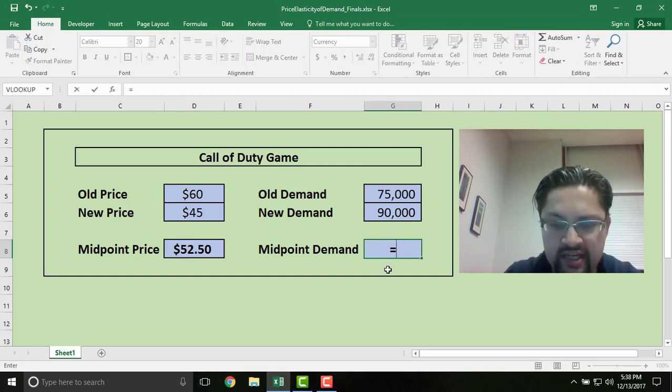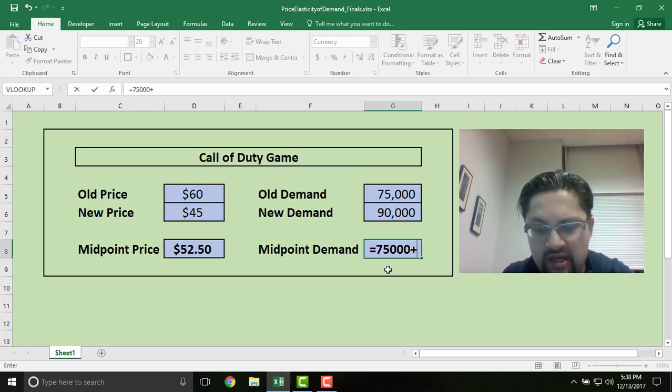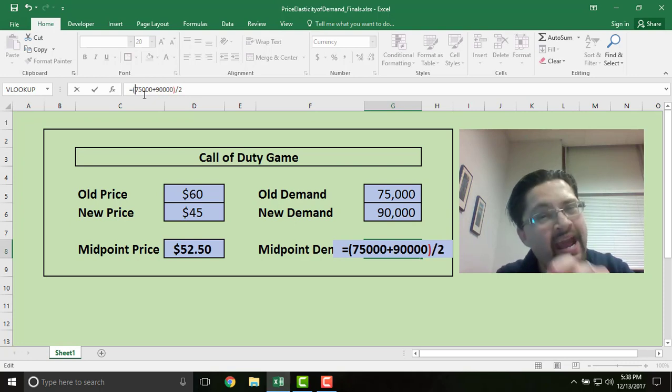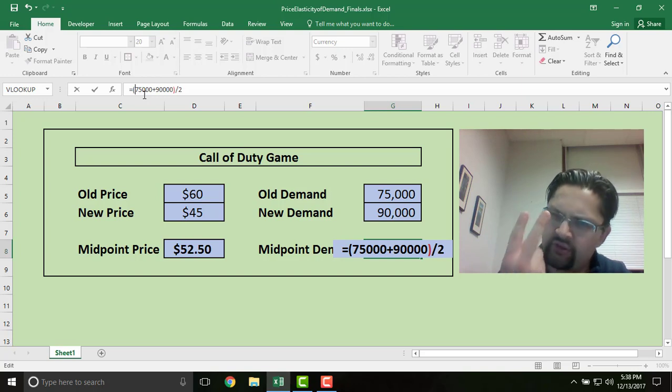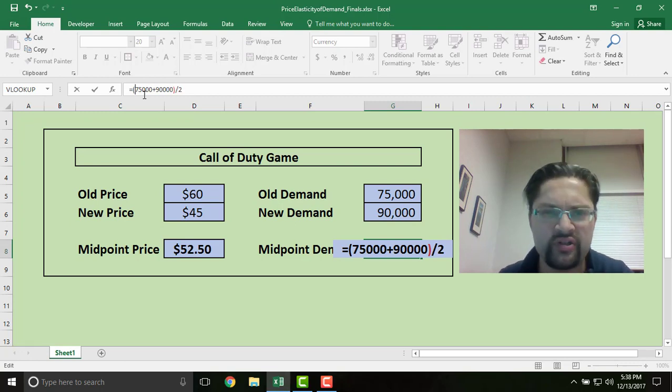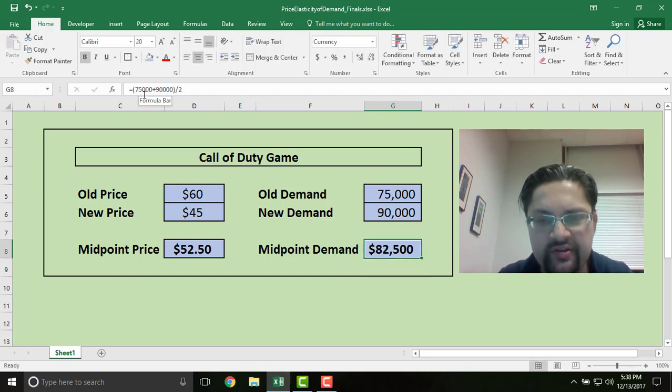Okay, we're going to take the 75,000 plus the 90,000 and divide that by 2. Why do we divide it by 2? It's because we're dealing with two numbers, and we're just doing an average of these two numbers. If we had 3 numbers, which we would not have in price elasticity because we're only talking about 2 points, we'd divide by 3. The point is, average uses the number of numbers that you're using. Okay? So here we get 82,500.